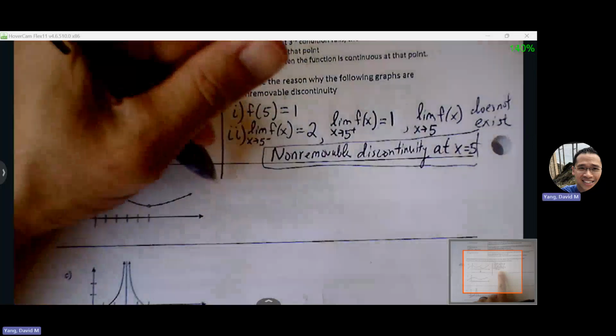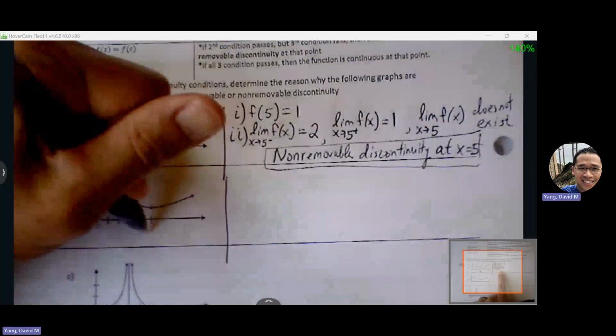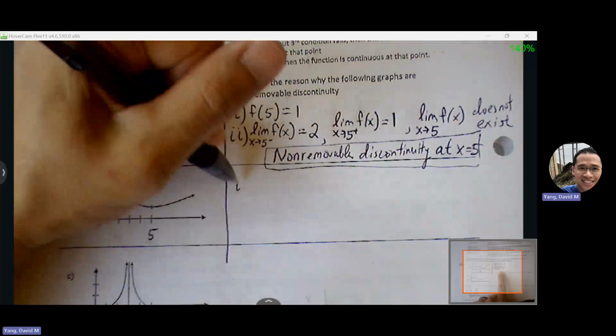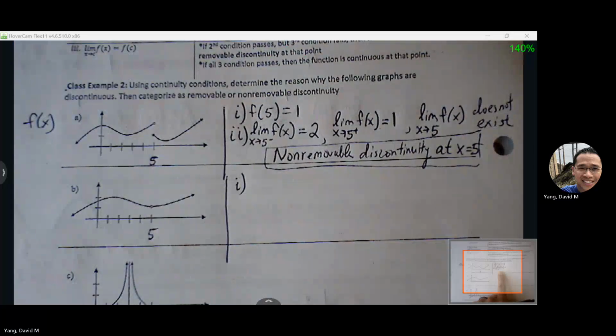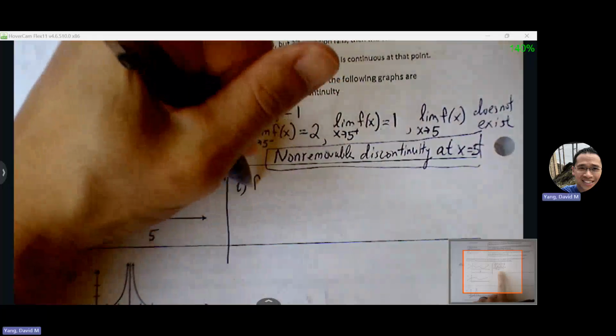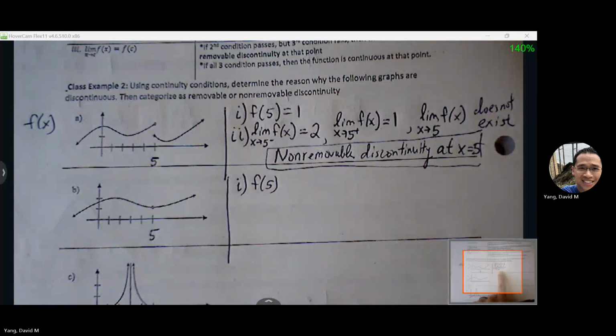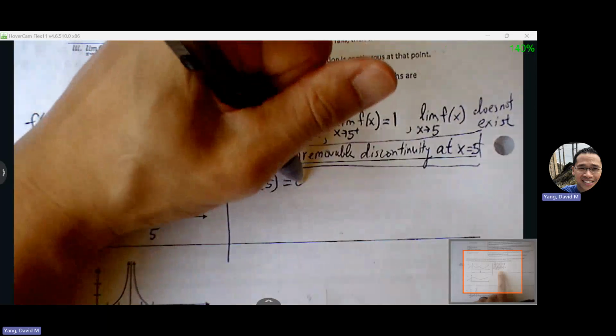Okay, let's try part B. Again, the point in question here is at 5. So first condition, f of 5 is what? Undefined, right? There's a hole there. There's no point defined, so it's undefined.